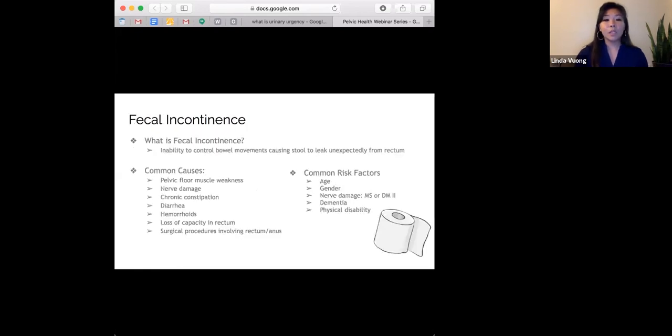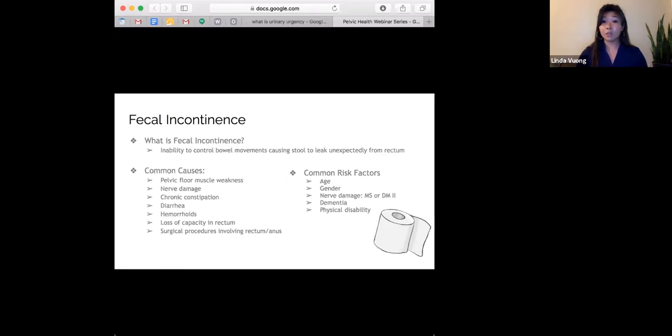So on the flip side, you have fecal incontinence. So type 1 on the Bristol stool scale was more of the hard, lumpy ones. This would be our type 7s more so. However, it doesn't necessarily always have to be. So fecal incontinence is the inability to control bowel movements, causing stool to leak unexpectedly from the rectum and the anus. Common causes: pelvic floor weakness due to any trauma, damage, or any of that sort. Nerve damage, where the sensation is altered and you can't feel pressure or the need to use the restroom.